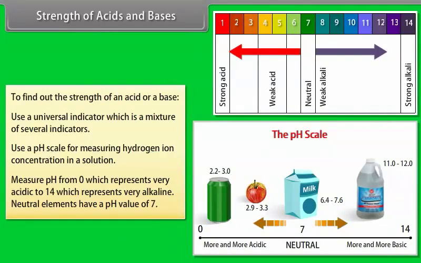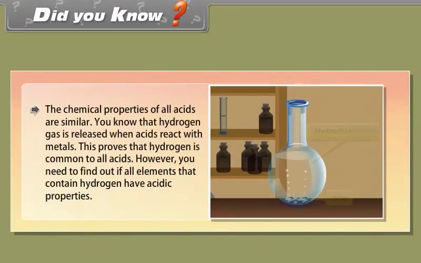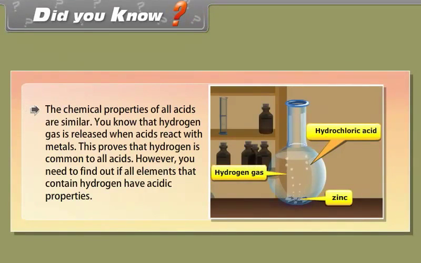Neutral elements have a pH value of 7. Did you know? The chemical properties of all acids are similar. You know that hydrogen gas is released when acids react with metals. This proves that hydrogen is common to all acids. However, you need to find out if all elements that contain hydrogen have acidic properties.